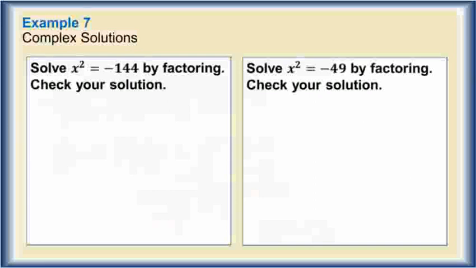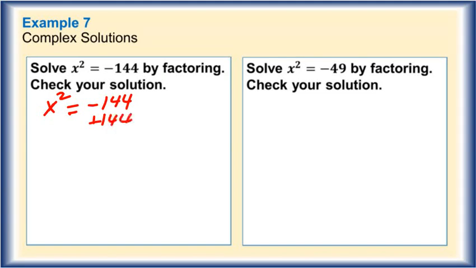And our last problems: solve with complex solutions. Here we're going to solve by factoring, and then we're going to check it. So the first thing, I have x squared minus 144, or equals a negative 144. If I add 144 to both sides, I now have x squared plus 144 equaling 0.